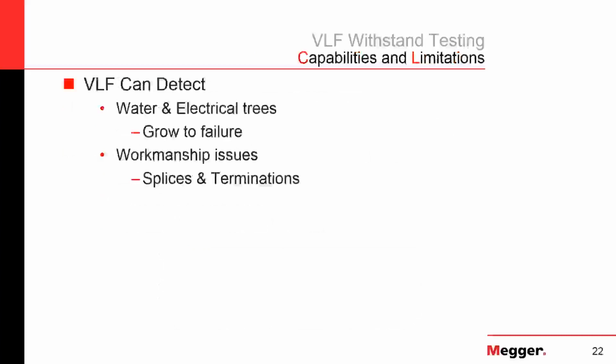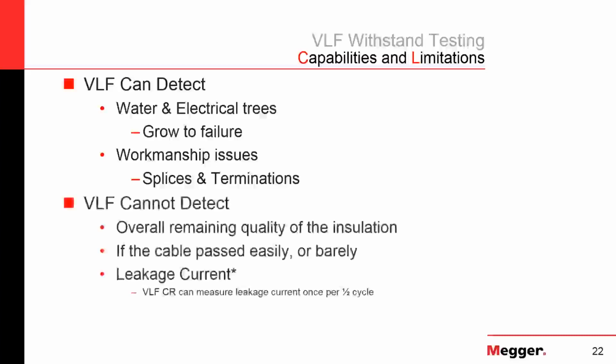So what can VLF detect? Pretty much water trees and electrical trees or other significant defects in the cable system. Workmanship issues in splices and terminations. Splices that were made poorly. These are the types of things that it can find.